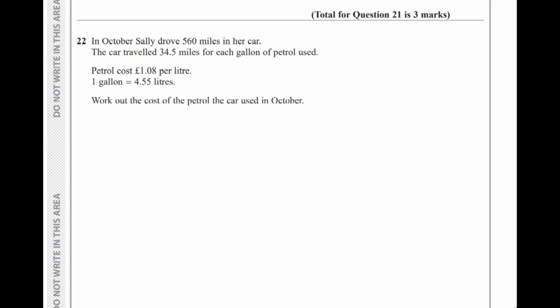Okay, question 22. In October, Sally drove 560 miles in her car. The car is travelling at 34.5 miles for each gallon of petrol used. Then we have some figures here that petrol costs £1.08 a litre and a conversion rate of 1 gallon to 4.55 litres, and we have to work out the cost of the petrol.